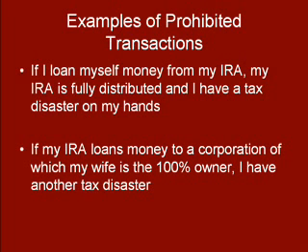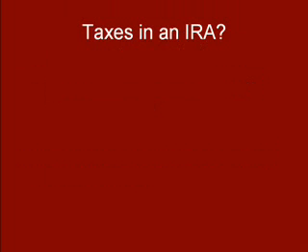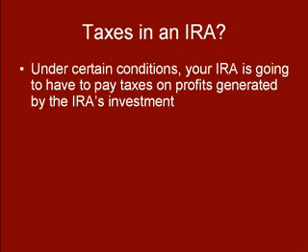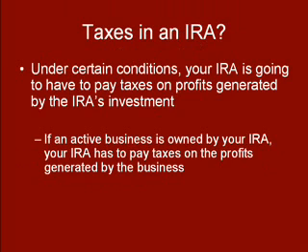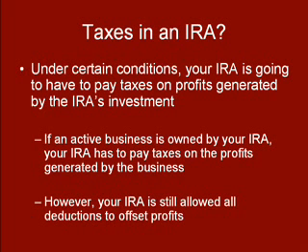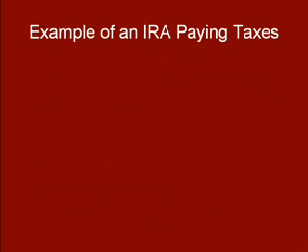If my IRA loans money to a corporation of which my wife is the 100% owner, I have another tax disaster. Again, those are just a couple of examples. Now let's talk about taxes in an IRA. Under certain conditions, your IRA is going to have to pay taxes on profits generated by the IRA's investment. If an active business owned by your IRA has to pay taxes on the profits generated by the business, your IRA is still allowed all deductions to offset profits.